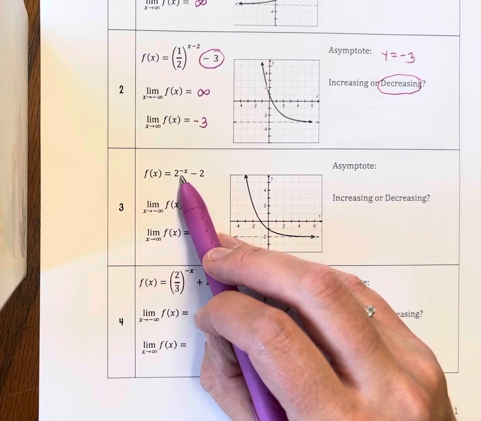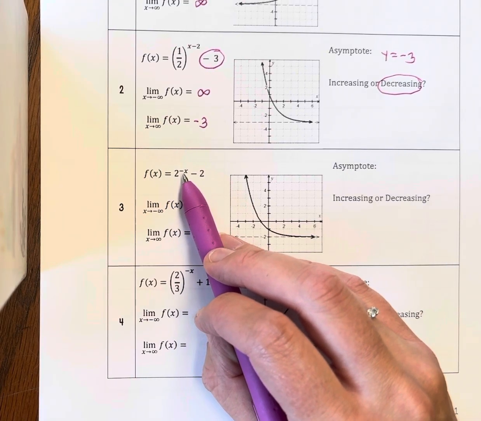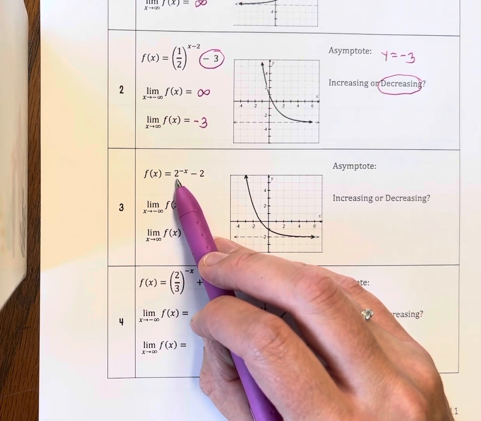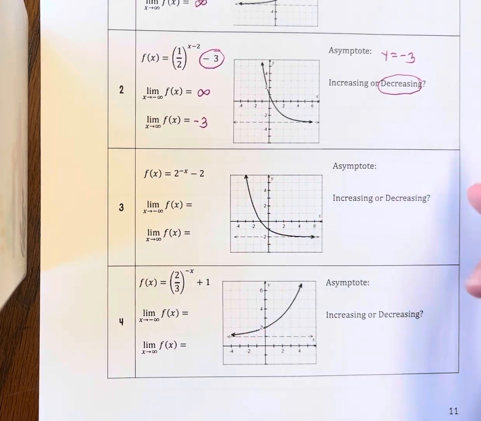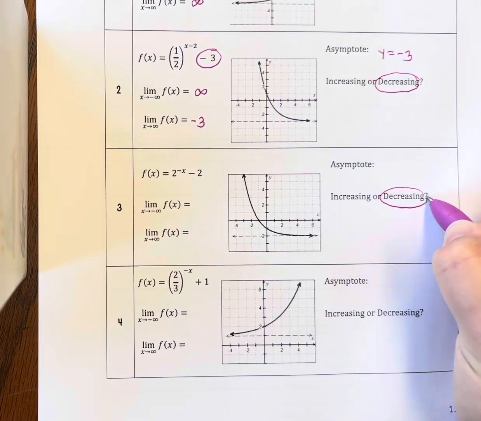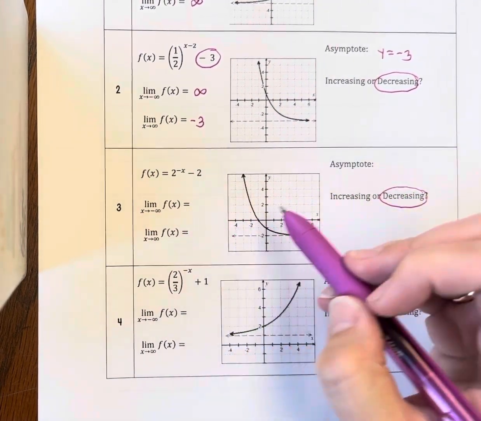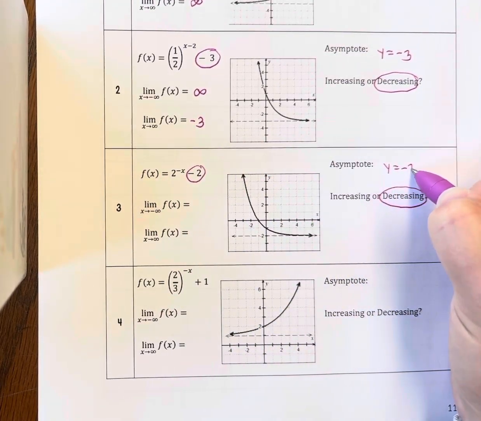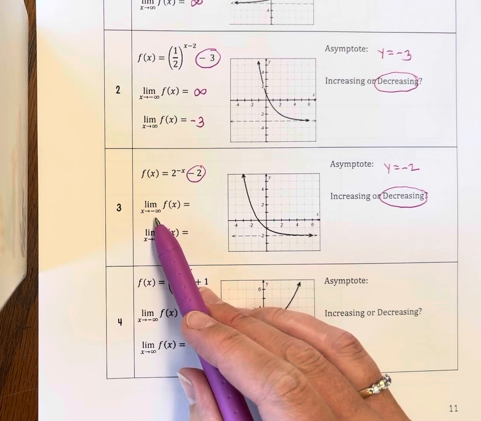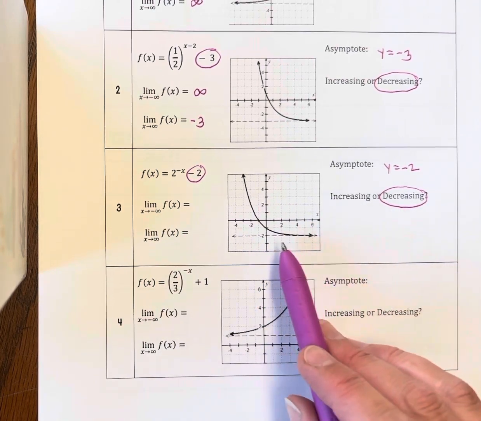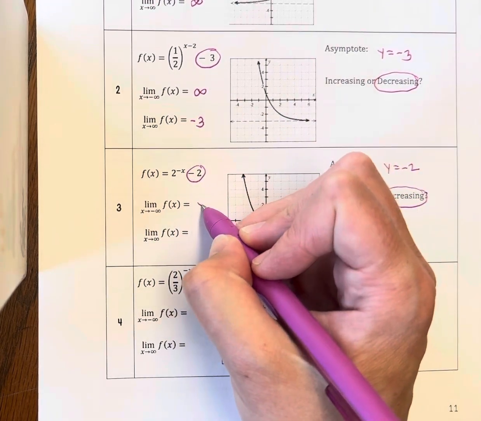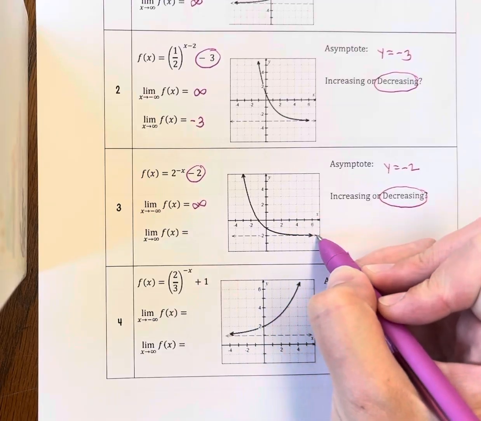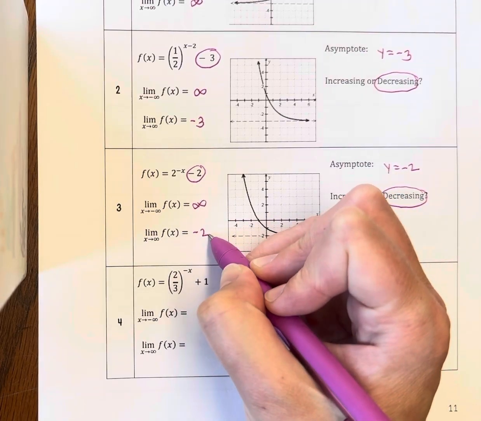So 2 to the negative x, you might be like, okay, 2 should be growth, but since it's negative, it's going to be decay, so this is going to be decreasing. The asymptote is at -2. And so on the left side of the graph, since it's going to be decreasing, it's going to be pointing up towards infinity. And on the right side of the graph, it's going to be pointing towards the asymptote, which is -2.